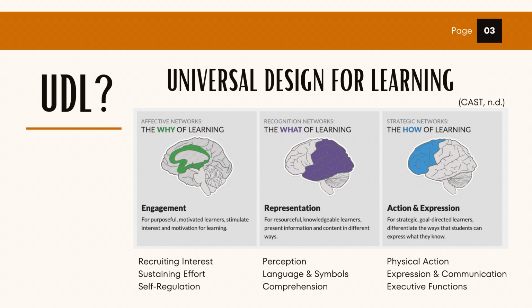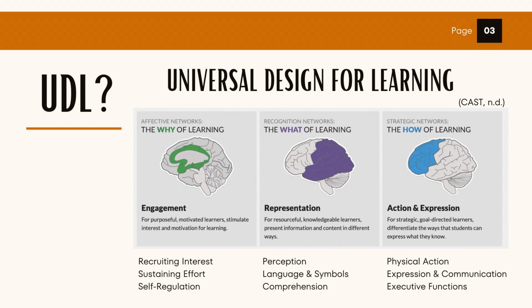What is UDL? UDL stands for Universal Design for Learning, and it's an educational framework. It's developed by an organization called CAST, and it comes initially from the field of neuroscience, and it looks at these different aspects of the brain and cognition.